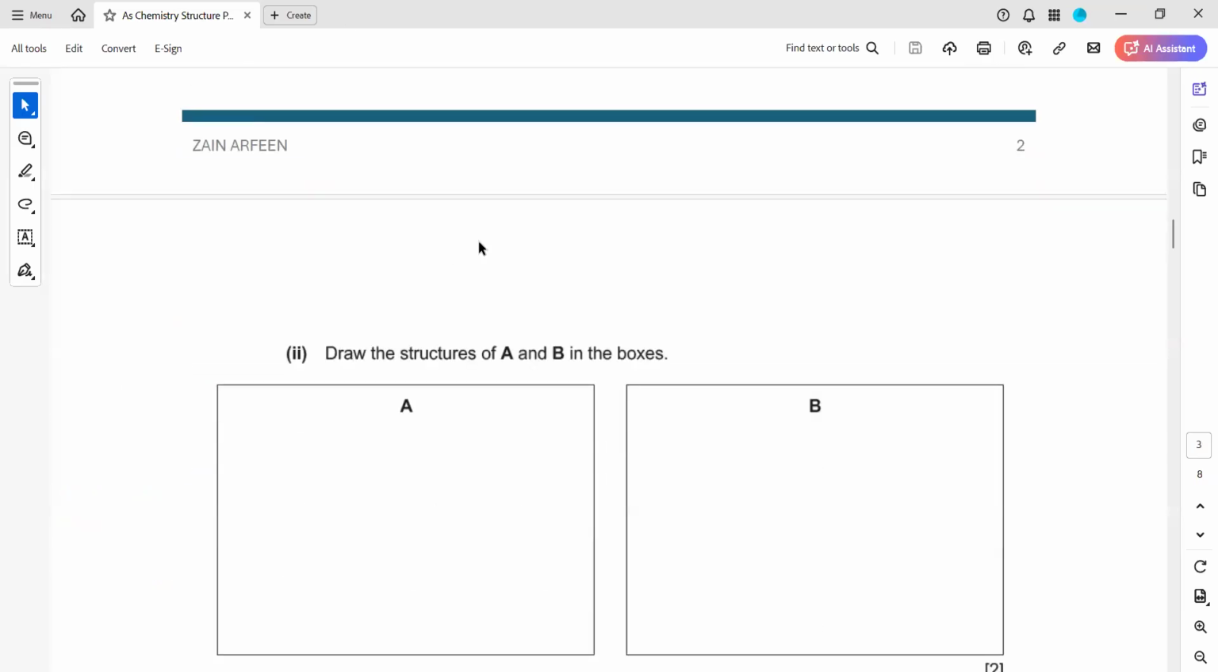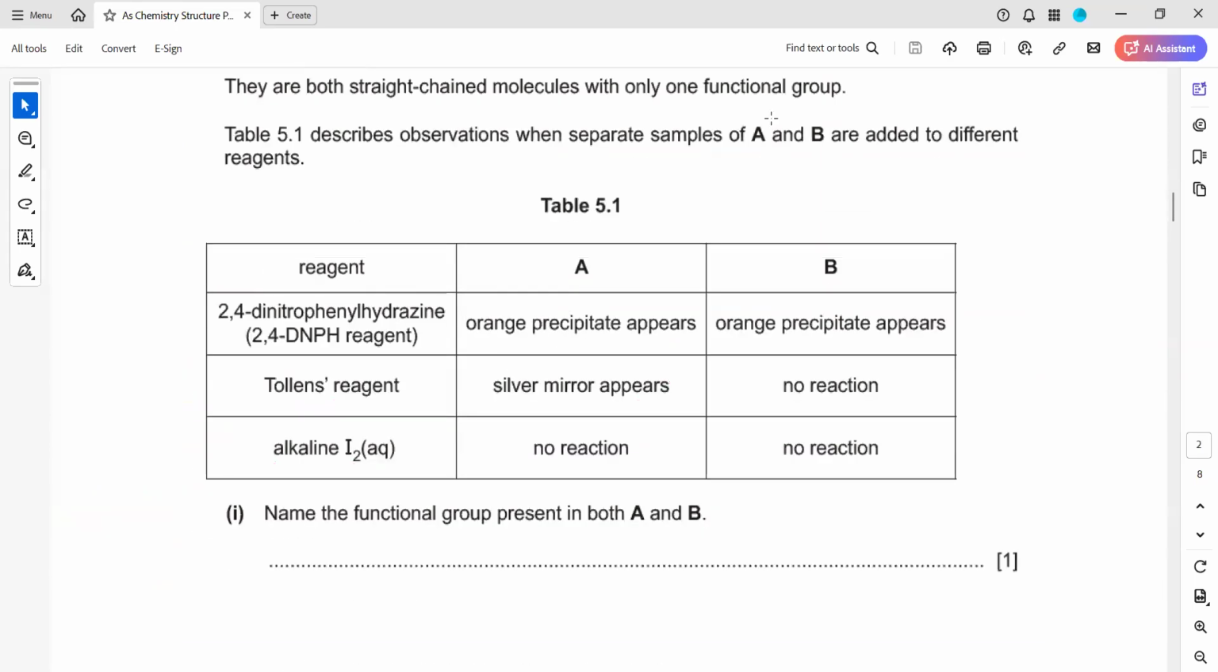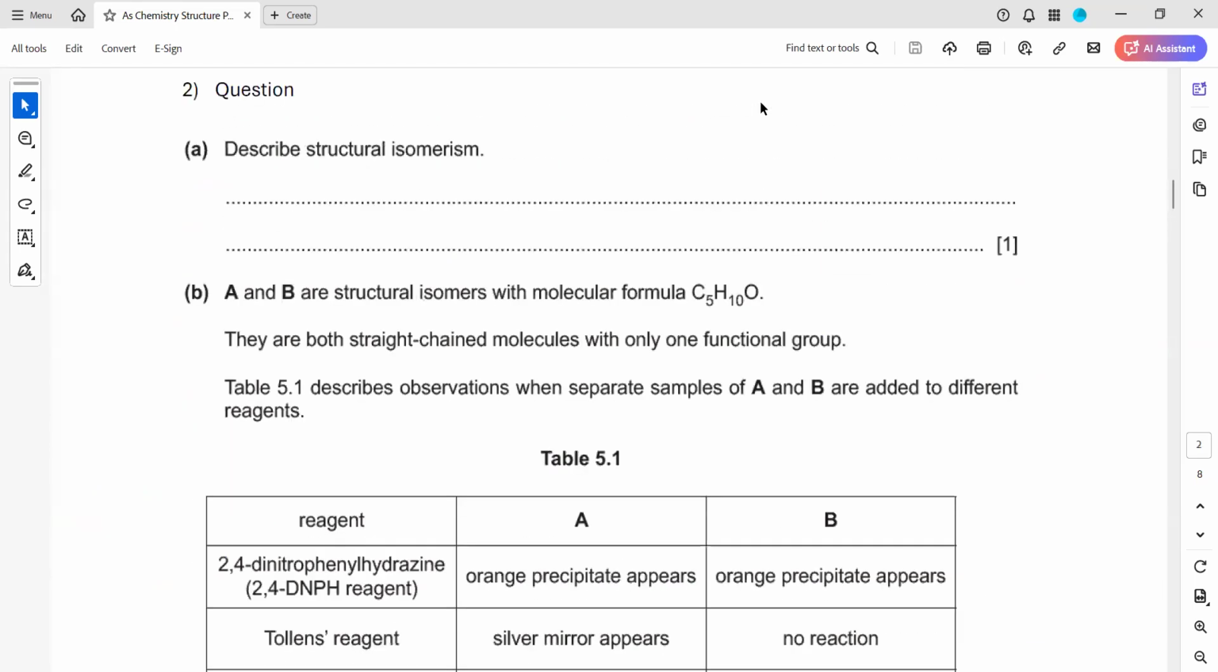The next is to draw the structures of A and B in the boxes. They did not specify what kind of structure, so I can draw a skeletal formula or the displayed formula. But we have 5 carbon atoms. So I want to make an aldehyde. If I want to make an aldehyde, then C double bonded with O and H will be there, and there are 5 carbons. The aldehyde will definitely be at the end. So 1, 2, 3, 4, 5. And why did I draw them in a straight chain? Because they mention in the beginning that both are straight chain molecules.